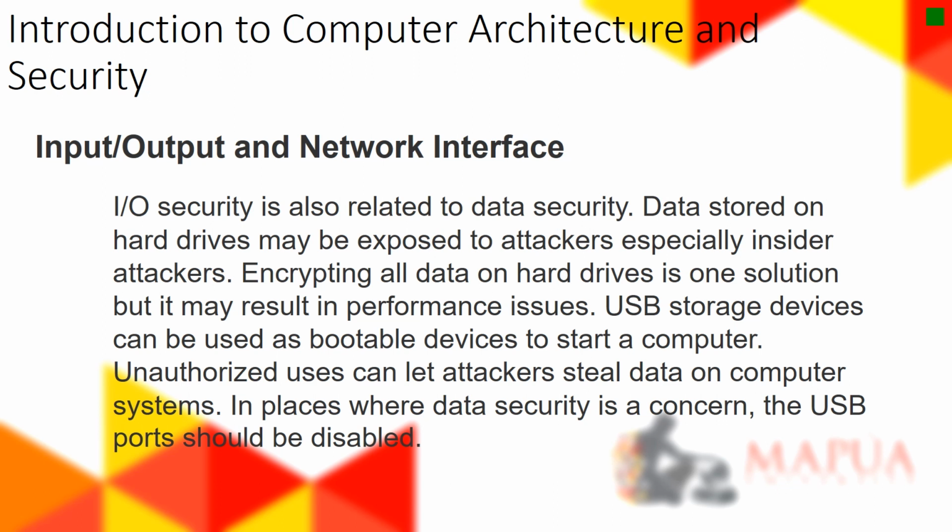I/O security is also related to data security. Data stored on hard drives may be exposed to attackers, especially insider attackers. Encrypting all data on hard drives is one solution, but it may result in performance issues. USB storage devices can be used as bootable devices to start a computer. Unauthorized uses can let attackers steal data on a computer system. In places where data security is a concern, the USB port should be disabled.